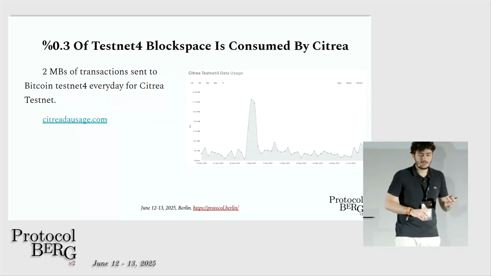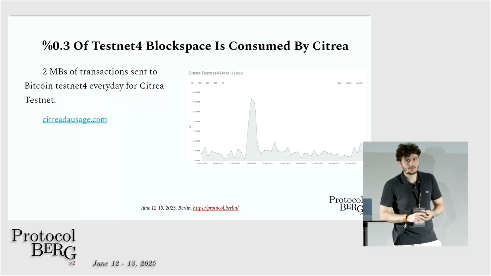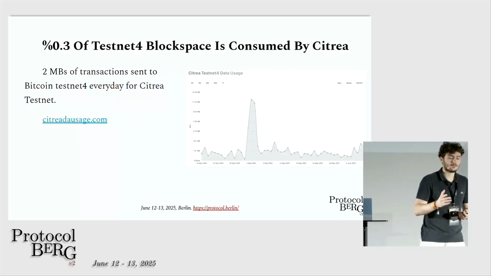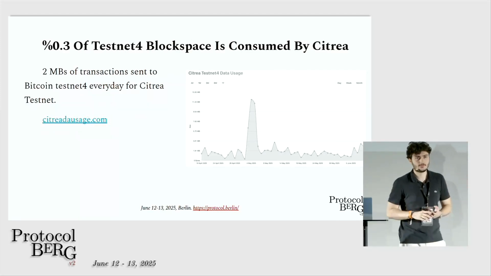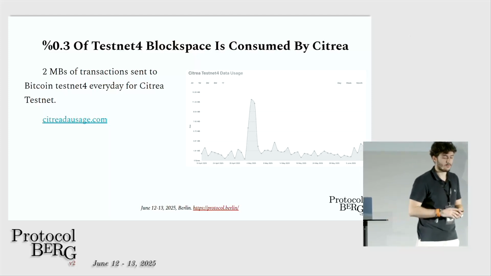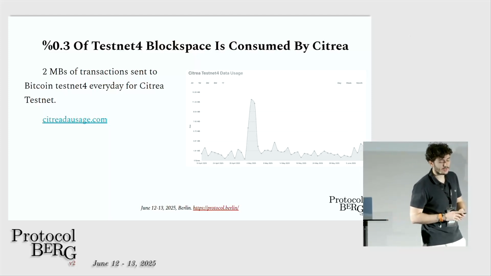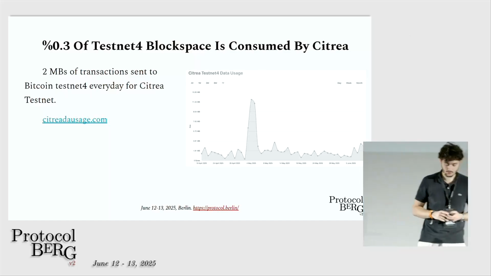So a little trivia here. Right now, the Citrea testnet sends about 2 megabytes of data every day to Bitcoin testnet 4. So that's about 0.3% of testnet 4's block space.